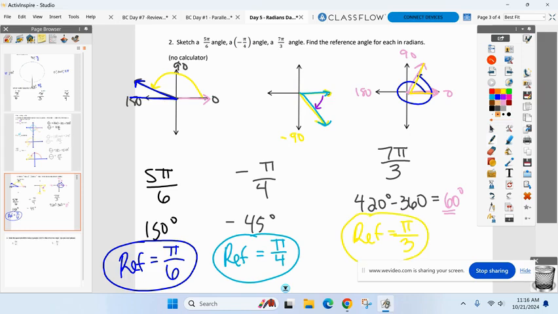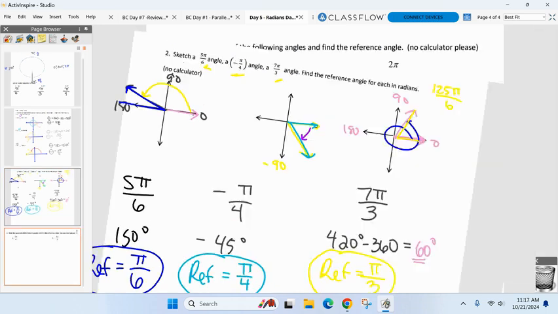How can you tell just by looking at the actual angle what your reference angle will be? 5 pi over 6, it was pi over 6. 7 pi over 3, it was pi over 3. If I give you 125 pi over 6, guess what the reference angle is? Pi over 6. Okay, so I could just detach that number from it. All right. And then final one here before you get going on your own.